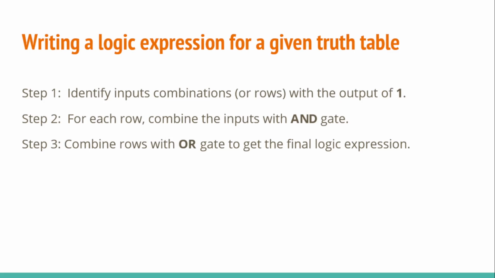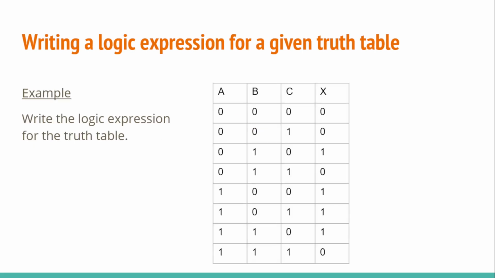The second step is, for each row, combine the inputs with AND gates. And the last step is to combine rows with OR gates to get the final logic expression. Let's apply this using an example. The example here requires us to write the logic expression for the truth table.